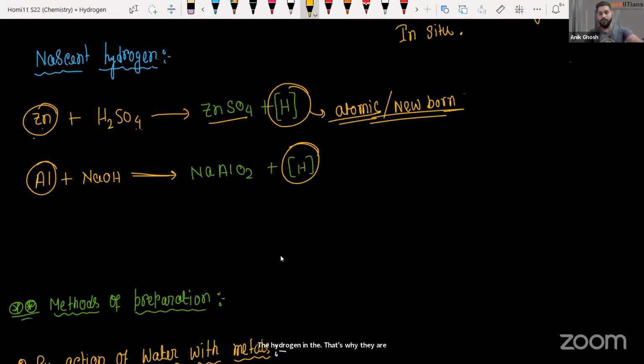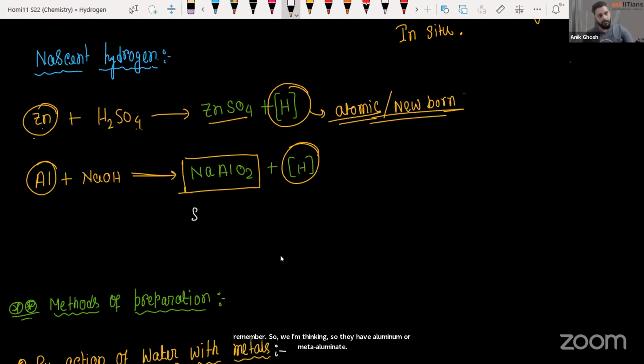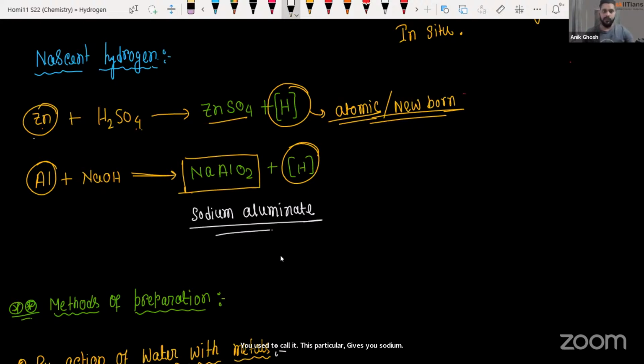But here for sodium, guys, this reaction product is very, very important for us. You learned that in grade 10 as well. I guess you remember sodium zincate and sodium aluminate or meta-aluminate, as you used to call it. This particular reagent gives you sodium meta-aluminate or aluminate, whatever you are comfortable saying. Why the atomic hydrogen? Very good, Samia. These atomic hydrogens are just waiting to react with anybody, right?